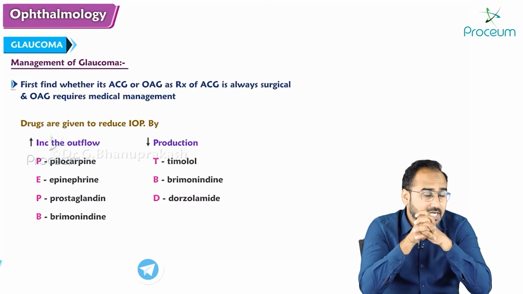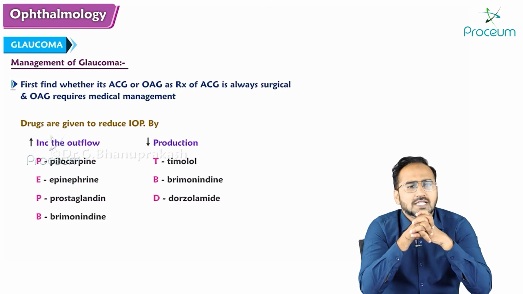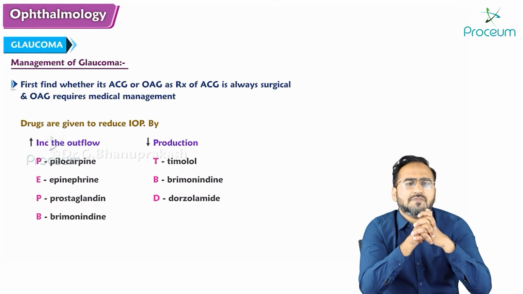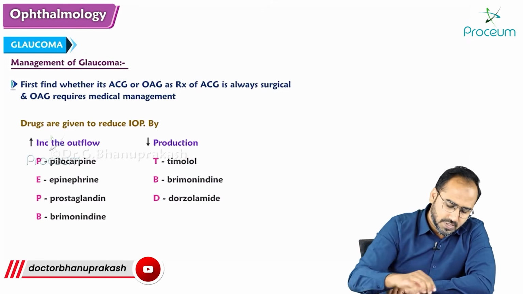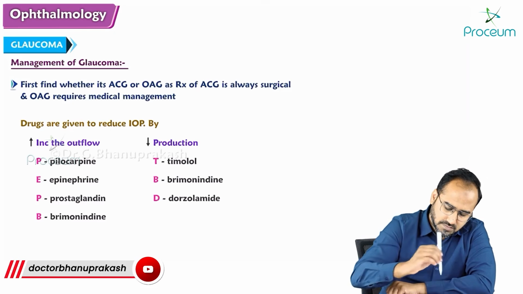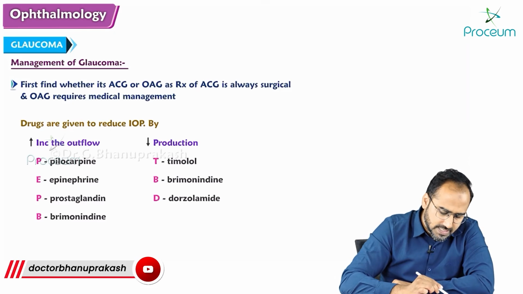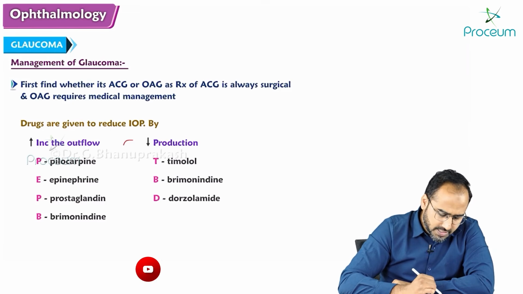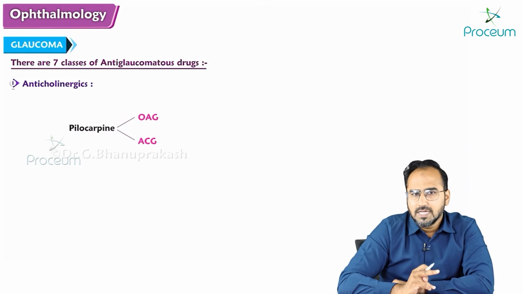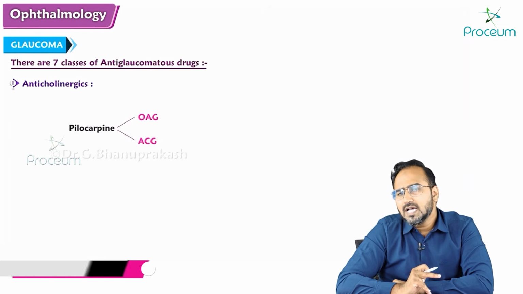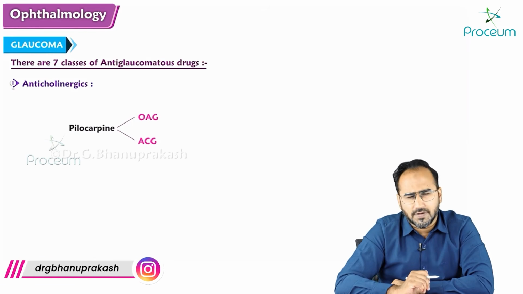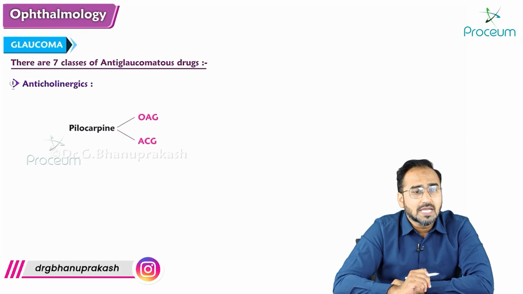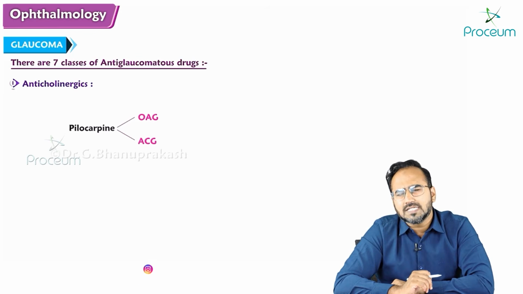But what are we discussing? The drugs. Drugs are very important. What are the drugs, guys? The drugs that increase the outflow and the drugs which decrease the production of aqueous humor. We have already discussed the drugs which increase the outflow and decrease the production. Now we will discuss each line of drug, starting with the drugs which increase the outflow of aqueous humor. Again, starting with a cholinergic drug. Which drug is used? It is pilocarpine.